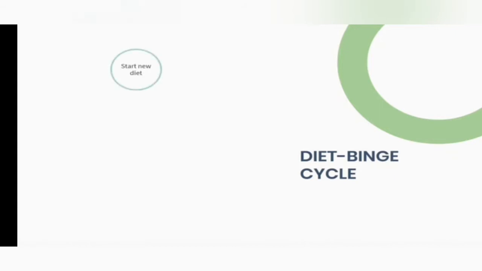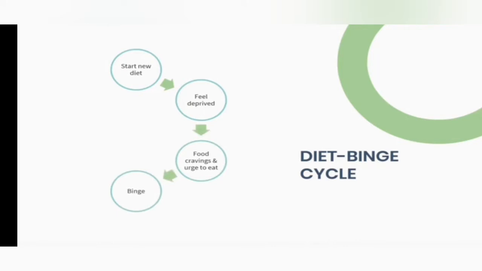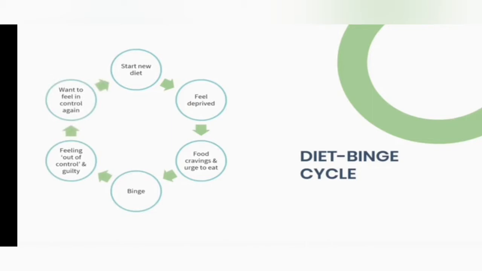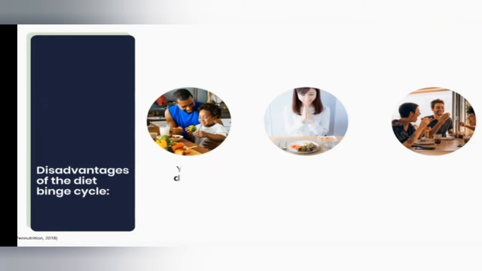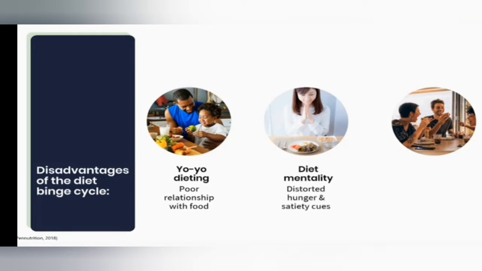Understand what the binge cycle is. The binge cycle is a cycle of behavior, thoughts and emotions experienced by many people who suffer from eating disorders like bulimia. People start a new diet, feel deprived, get food cravings and an urge to eat, then binge, and thereafter feel out of control, guilty and ashamed. Due to that they want to feel in control again, and they start the same diet and binge cycle again.